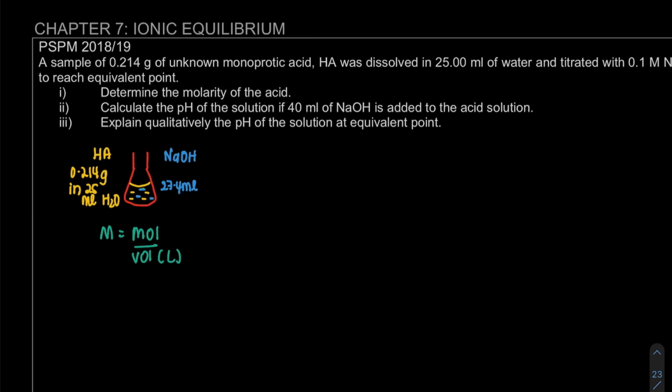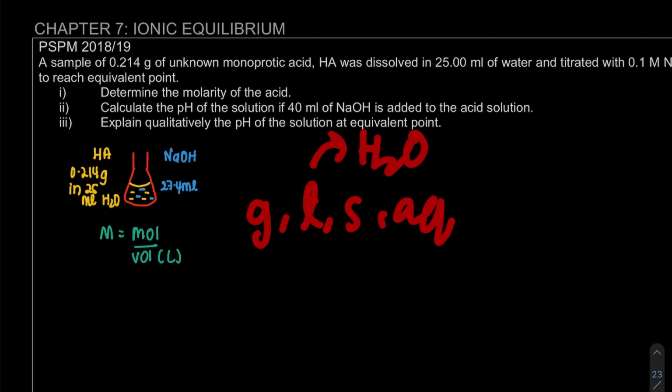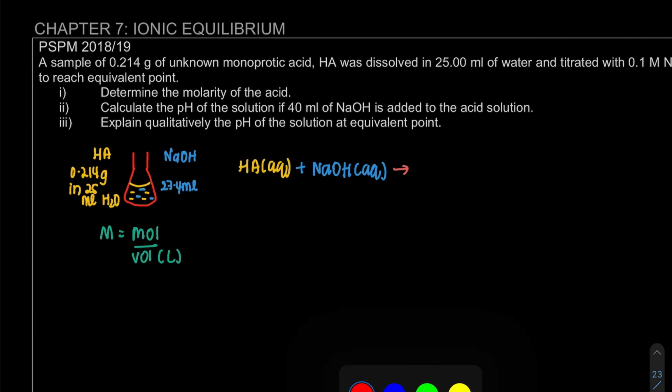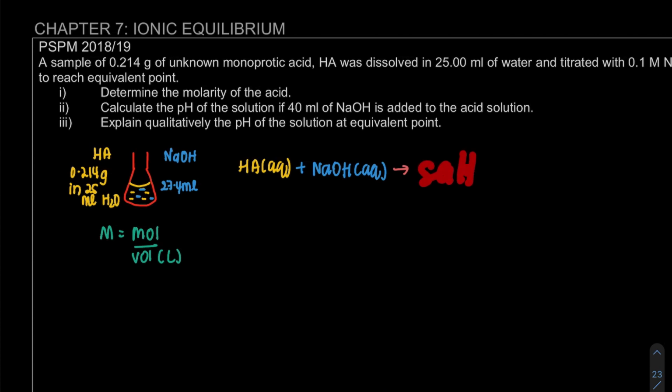So for our acid and base equation, remember that we have to write down the state, whether it's gas, liquid, solid, or aqueous. The liquid is specifically only for H2O. Any of the solutions in chapter 7, we're going to use aqueous. So again, I'm going to write down the equation. For the reaction of acid and base, we're going to form salt and water.